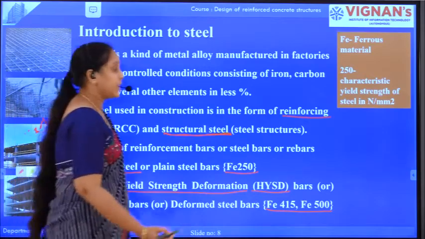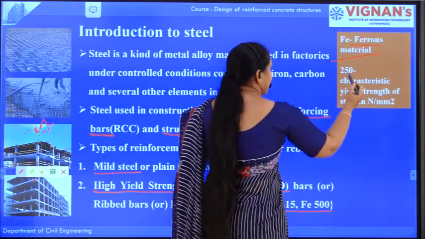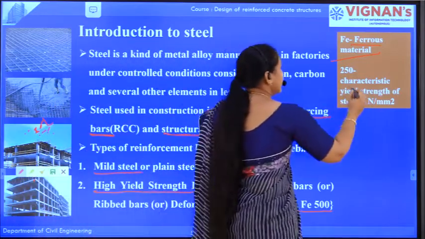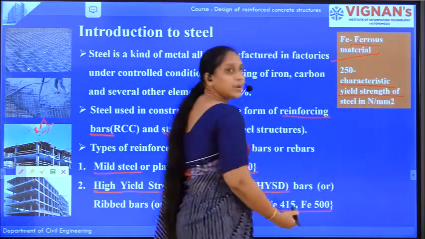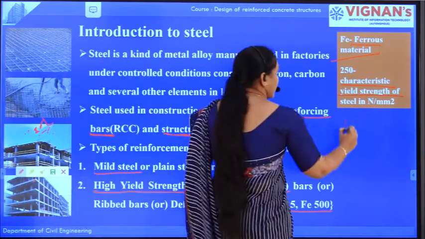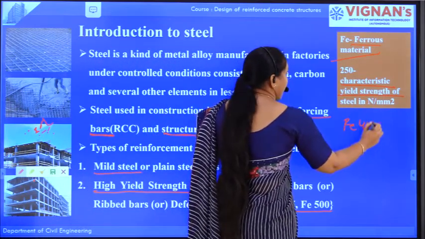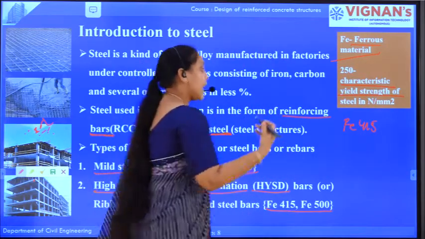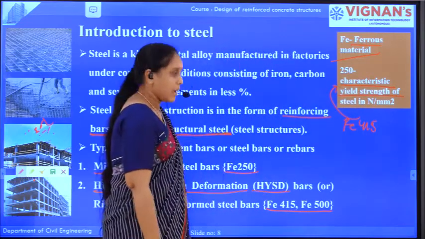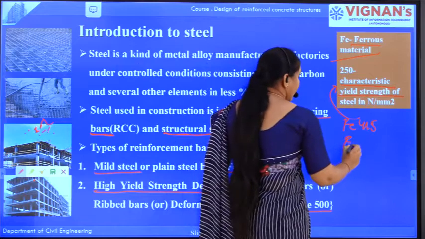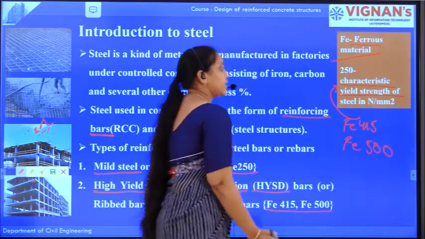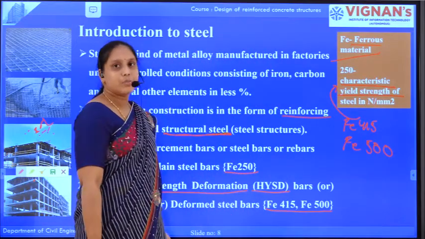Here Fe is nothing but the ferrous material, and 250, if we consider the mild steel bars, is the characteristic yield strength of the steel in Newton per mm square. In the similar way, for the HYSD bars, if we take Fe415, Fe is the ferrous material and 415 is the characteristic yield strength in Newton per mm square. In the similar way for Fe500 also, Fe is the ferrous material and 500 is the characteristic yield strength of steel in Newton per mm square.